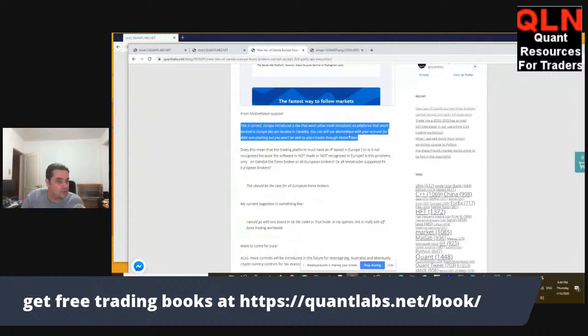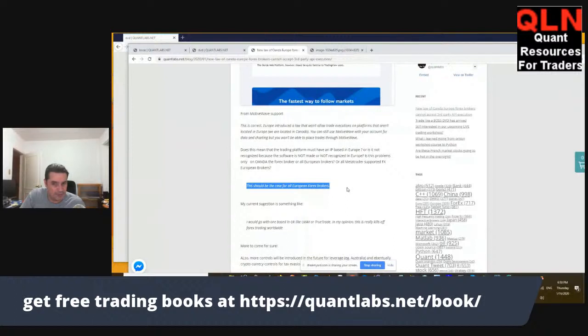You can still use MotiveWave with your account for data and charting, but you won't be able to place trades through MotiveWave. That is ridiculous. Okay. So as I mentioned earlier, this is from MotiveWave again, that this is across all European forex brokers. That's what we were taking away from this.